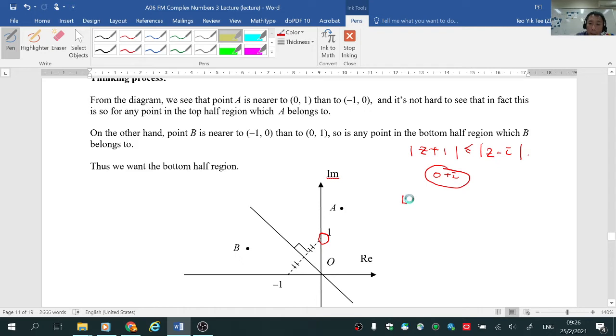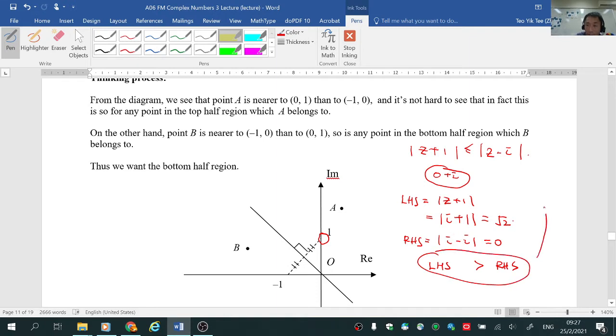So let's put it into the left hand side. Left hand side is z plus 1. If I put in 0 plus i, it is actually i plus 1. Modulus of i plus 1 is square root 2. Putting it into the right hand side, I have i minus i, which is 0. So modulus of right hand side is 0. Now you look at it: left hand side is root 2, right hand side is 0. Who is bigger? Of course, left hand side, root 2.